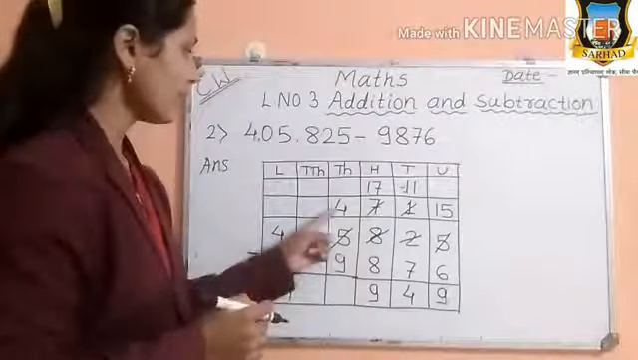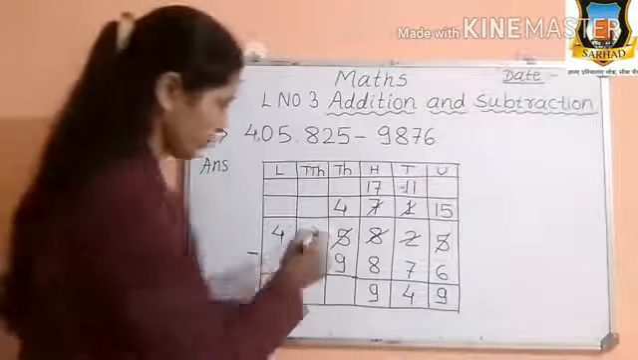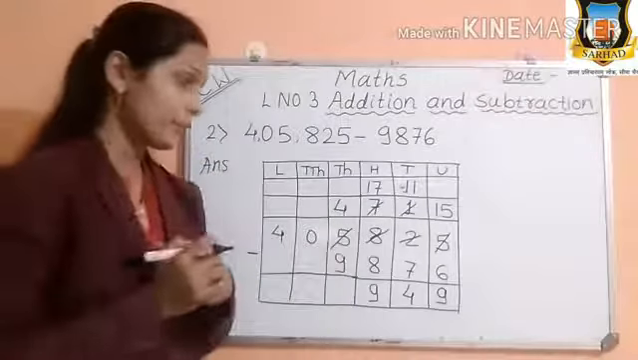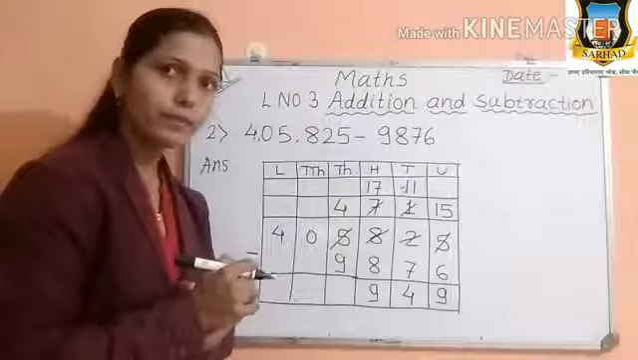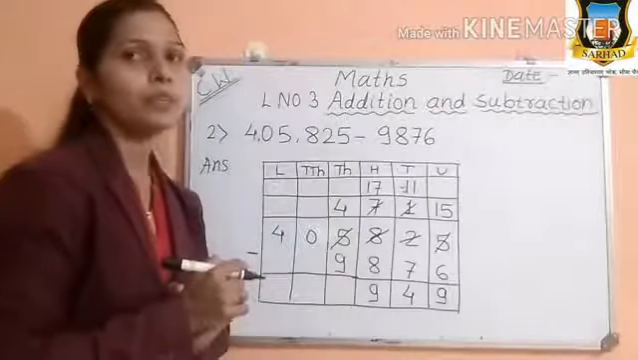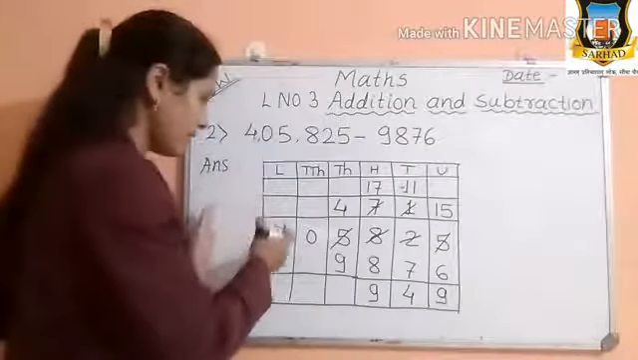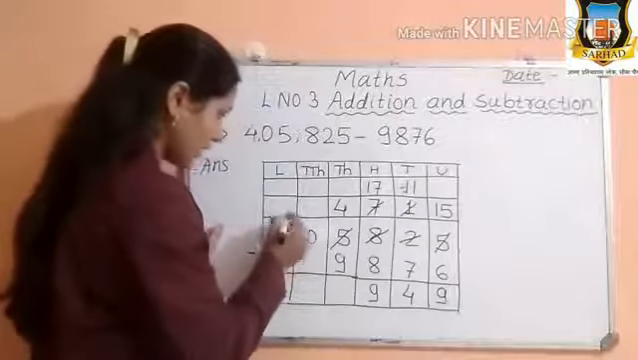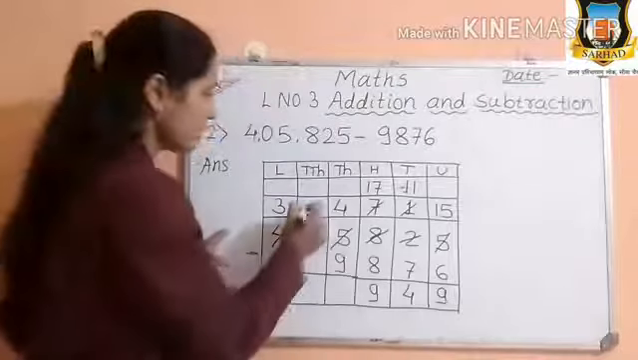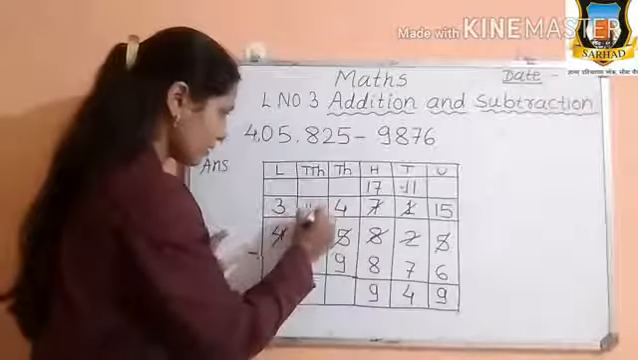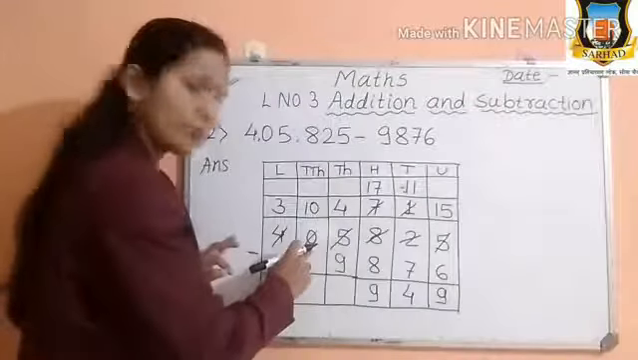Okay. Now 4 minus 9. Is it possible? No. So take borrow from the next number. Now the next place is what? 0. So can we take borrow from 0? No. That's why what we have to do? We should take one borrow from the next place. So here is the next place, that is lakh place. Here will remain 3. If you are taking 1 from it, here comes 10. Okay. Because 0 is there.